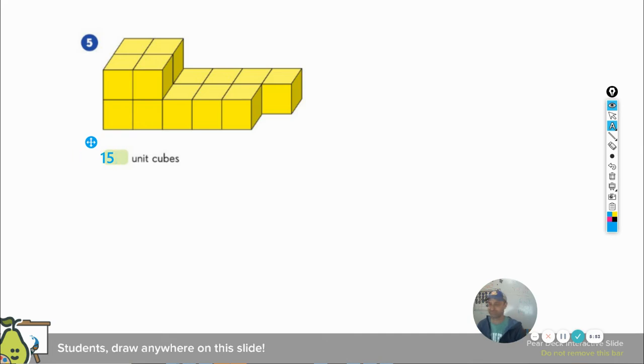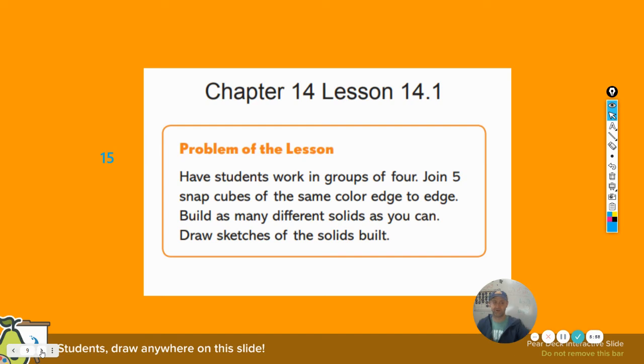15 cubes there. All right. Excellent. Oh my gosh. Quick lesson.